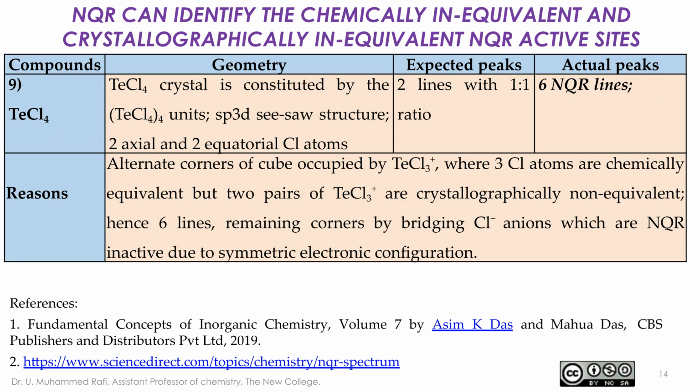TeCl4 crystal is constituted by TeCl3+ and Cl- ions. The expected 2 lines become 6 NQR lines in the actual spectrum due to crystallographically non-equivalent TeCl3+ pairs. The Cl- ions are NQR inactive due to symmetric electronic configuration.